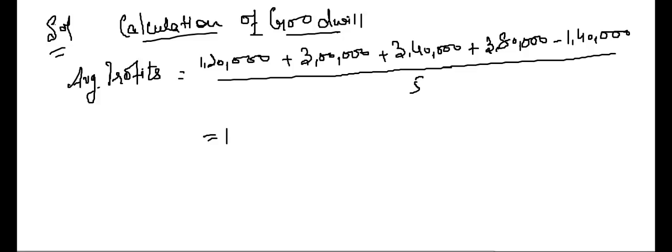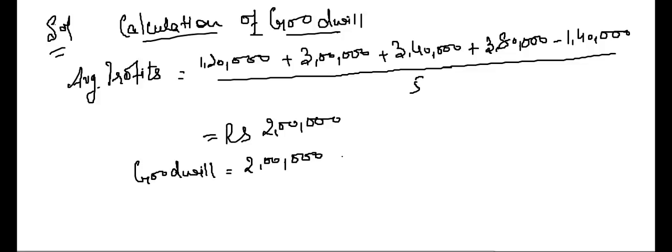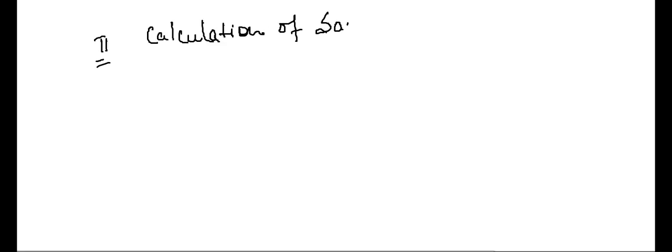Now this amount comes to rupees 2 lakhs. So the average profits are 2 lakhs. What is the goodwill? Goodwill is equal to average profits into number of years purchased, which is given as 3. So the goodwill is rupees 6 lakh. Now second, we'll calculate the calculation of sacrifice or gain.